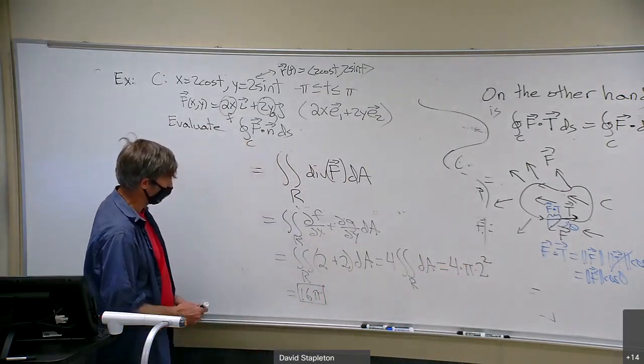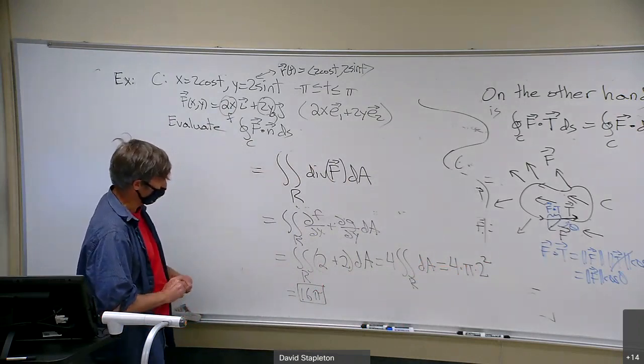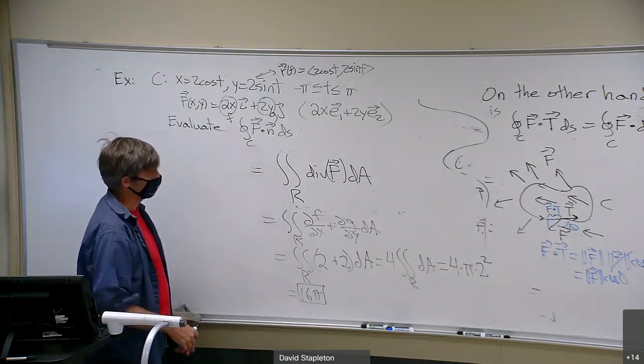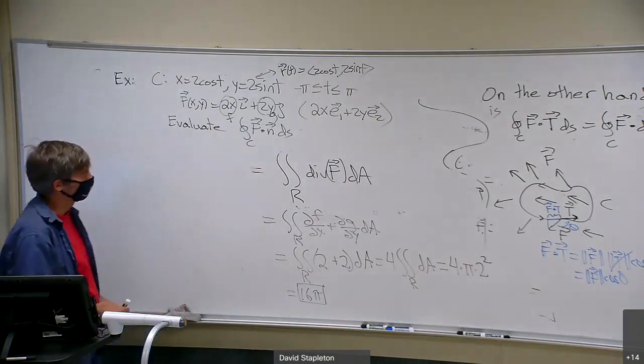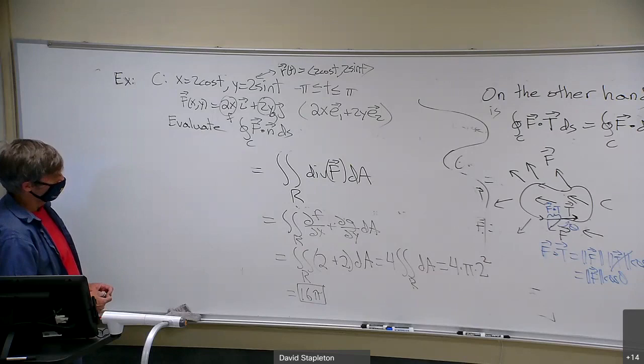That would be the area of fluid per unit time flowing through the boundary. 16 pi square meters of fluid flowing through it. Say that one more time. It's the rate at which the fluid flows through the boundary C per unit time.